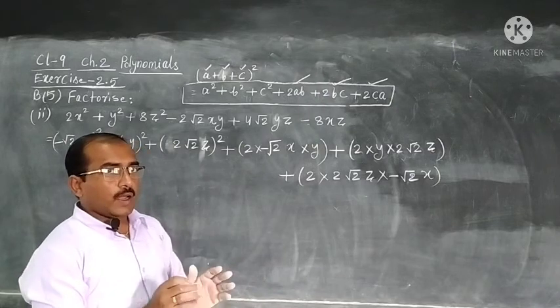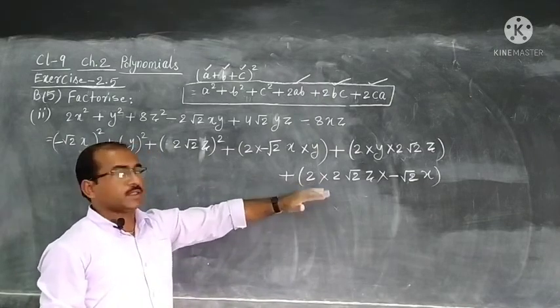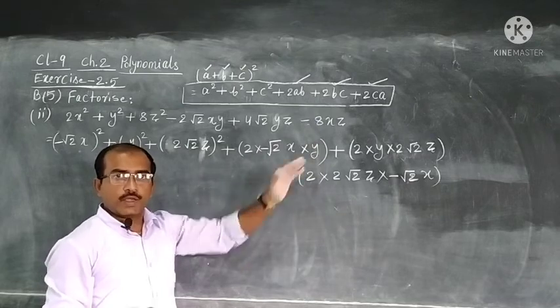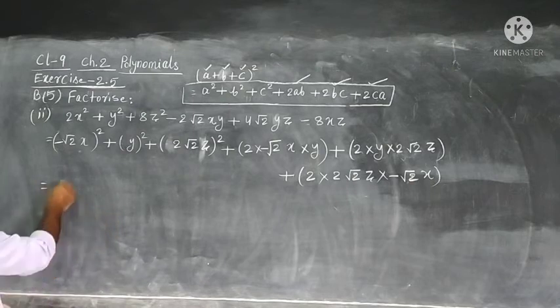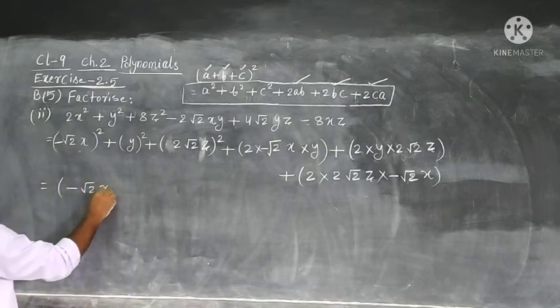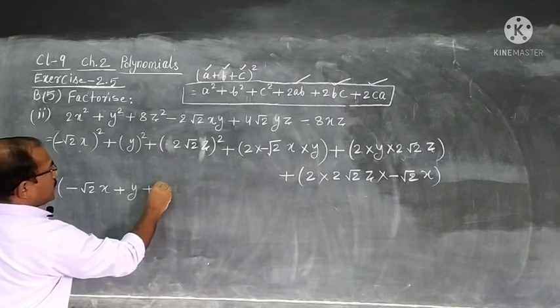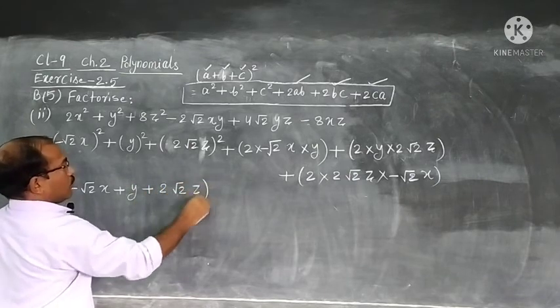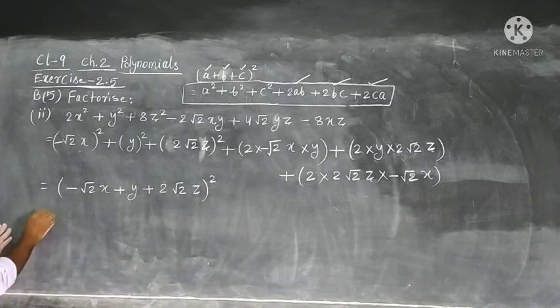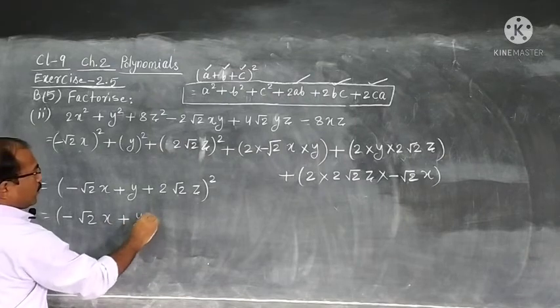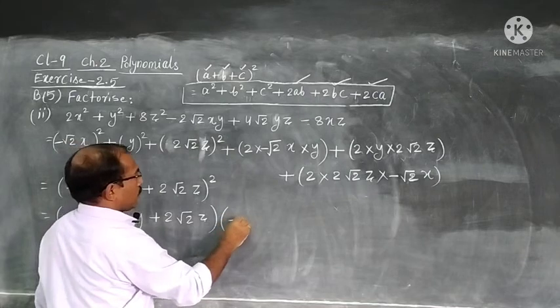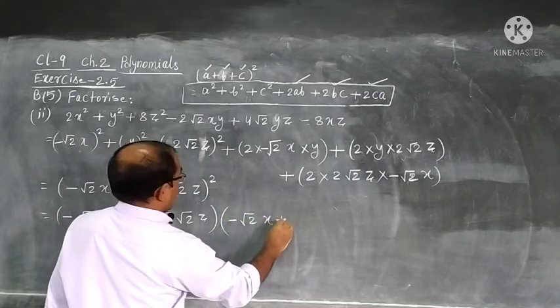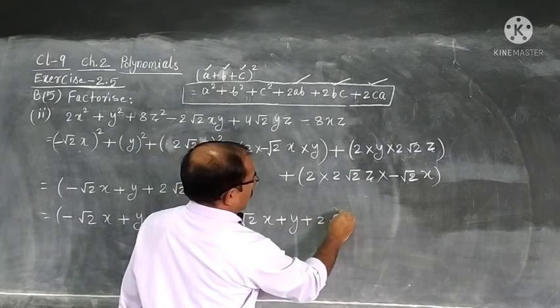So, once we verify and are satisfied that what I have arranged is exactly the term we are getting, then we will go for a plus b plus c whole square. A is minus root 2 x, b is y, c is 2 root 2 z, whole square. Now, it is whole square, we can write it 2 times or we can leave this step also, that is also okay. Minus root 2 x plus y plus 2 root 2 z into, again one more time we have to write because it has square, minus root 2 x plus y plus 2 root 2 z.